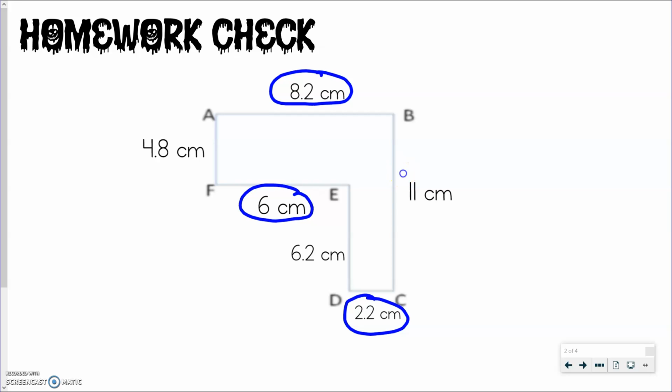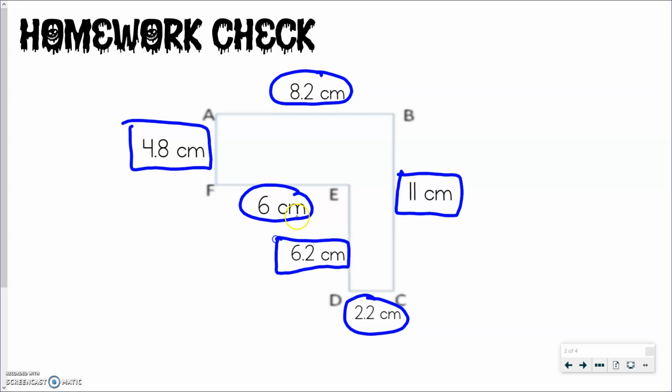They also gave you that BC was 11 centimeters and AF was 4.8. And so we were using that to help figure out what ED would be. So this time we knew the big length and we didn't know the smaller, so we knew part of the smaller length, but we needed to know the rest of it. So we took 11 minus 4.8 to figure out our leftovers of 6.2. Okay, so that's how we got all those measurements.